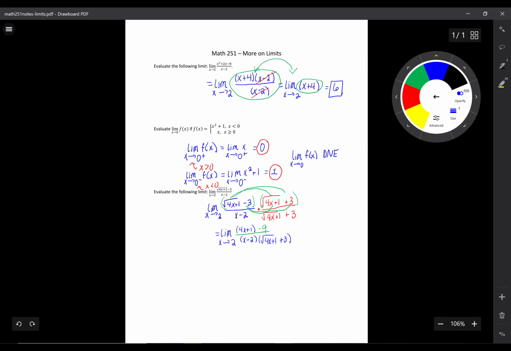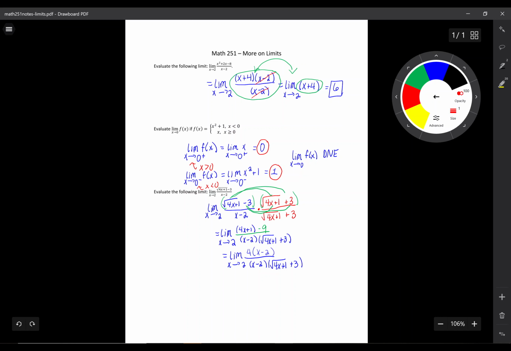Okay, well, I can combine some terms here in the top. So this becomes 4x minus 8. And then on the bottom here, I still have x minus 2 times square root 4x plus 1 plus 3. And I can factor out a 4 from the top. So if I factor out a 4 here, I am left with 4 times x minus 2.